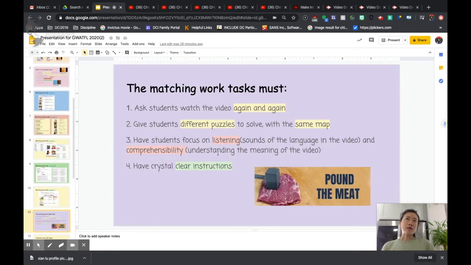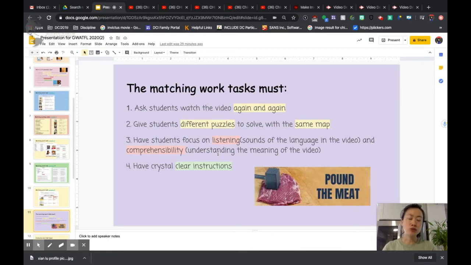So let's talk about some features of those matching work tasks. The way I think about giving the matching work task is like how I prepare meat at home when I cook. If I want to make my meat really flavorful, I have to pound the meat vertically, horizontally, back and front, from the side. Every perspective you can think about. So does this comprehensible input thing.